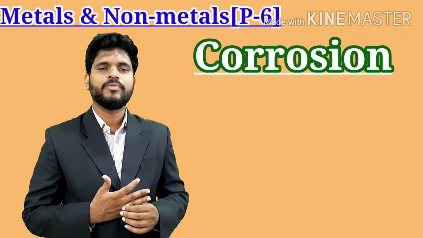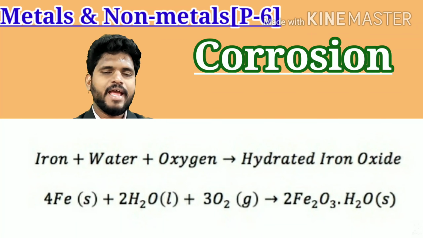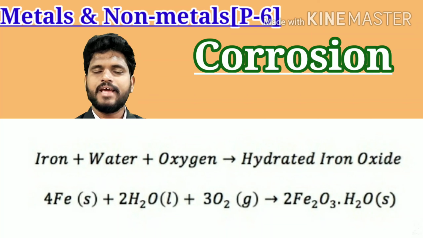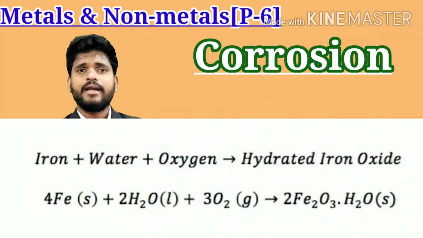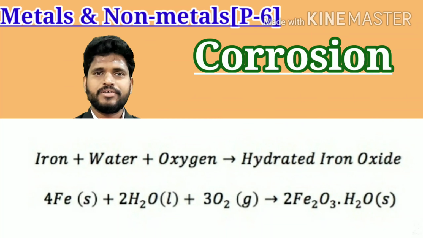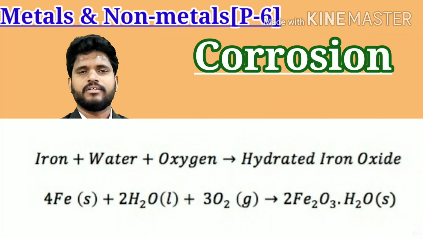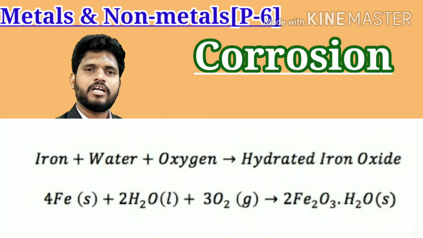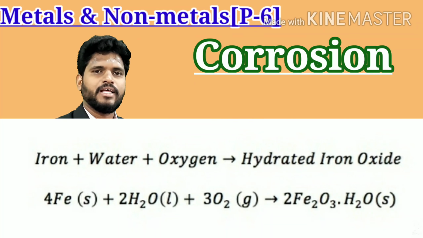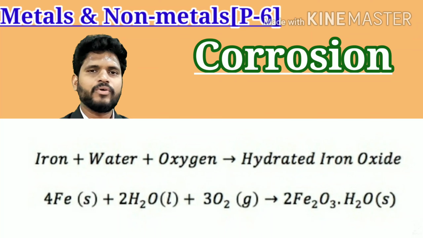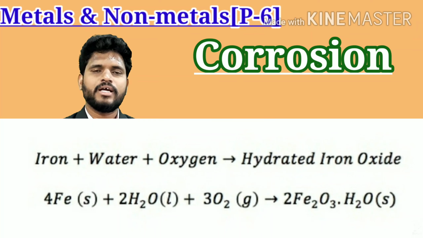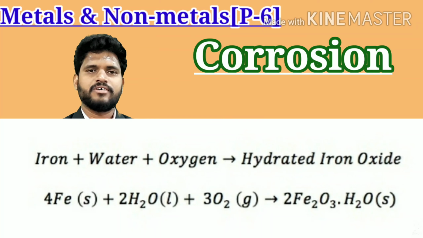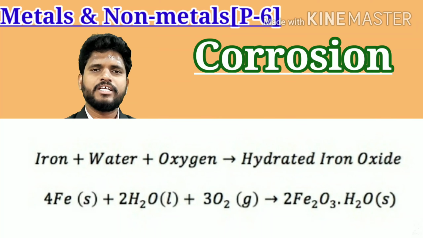outside of the home, what happens here? They will react with the atmospheric oxygen, and also they will react with moisture. That means the iron articles react with atmospheric oxygen and moisture, and there is a formation of a reddish brown color substance on the iron surface.